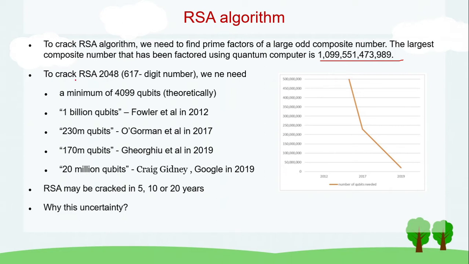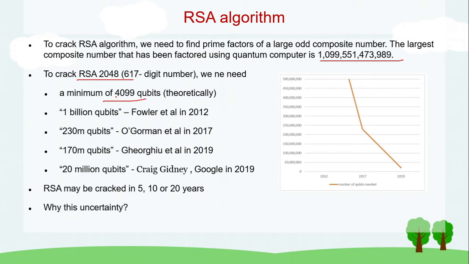And in order to crack RSA 2048, which is what is being used now for cryptography, it uses a very long number, a 617 digit number. So we are now at 13, we need to move to 617. And in order to crack that, with the available current knowledge, we say we need a minimum of 4099 qubits, theoretically. Of course, it can change or it can come down.